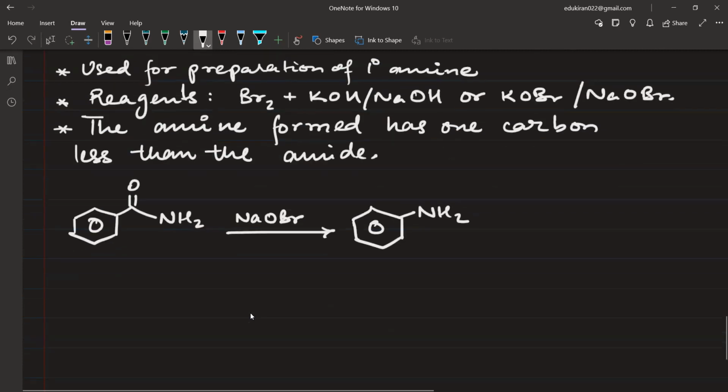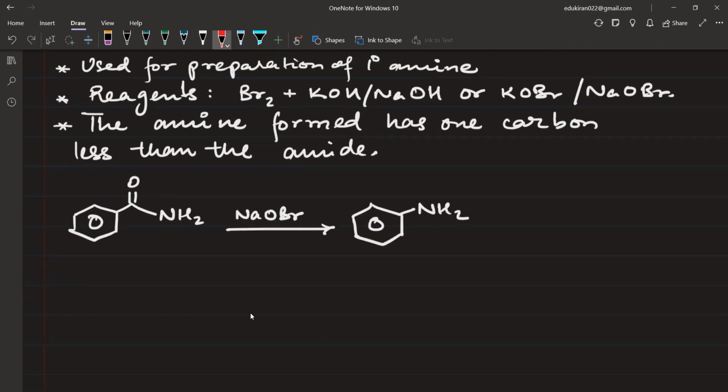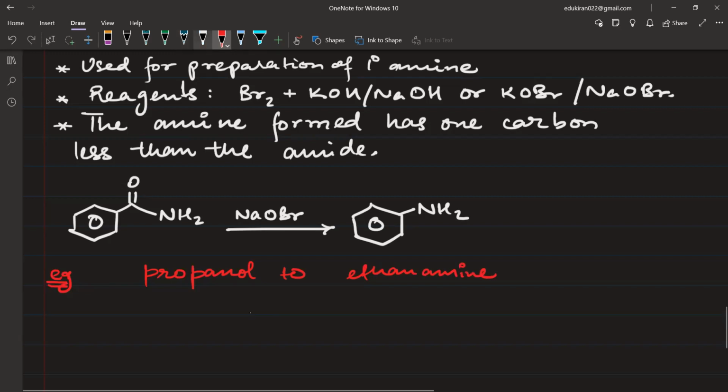Now, these type of reactions, I hope you have written this. These type of reactions are useful if you want to do degradation of the carbon chain, if you want one carbon less. For example, you want to go from propanol to ethanamine. Propanol has 3 carbon atoms and OH. Ethanamine will have 2 carbon atoms and NH2.